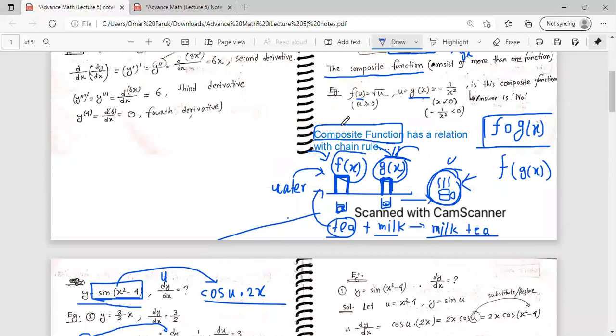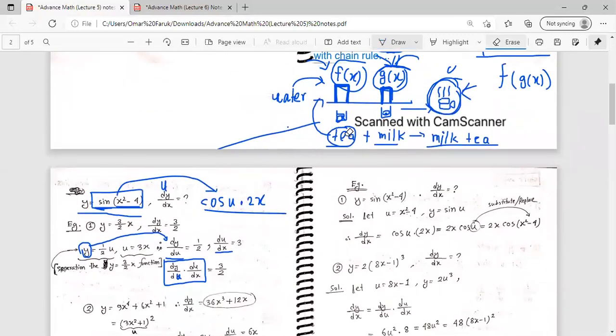So do you understand what is composite function and what is chain rule? Umar, I can't understand input function and output function. Okay. Will you please tell me again.